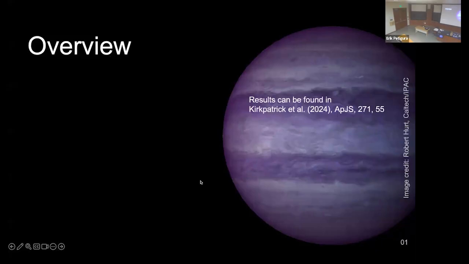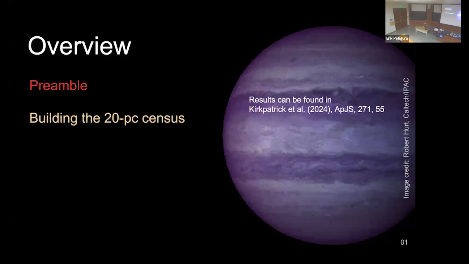Okay, so here's an overview of the talk. And I'm doing things in a Roy G. Biv fashion here, so you can figure out where we are in the talk as we go along. First thing is I've got in red the preamble. So we're going to talk a little bit about what the IMF is and why it is important, why we want to study it. In yellow-orange here is building the 20 parsec census that we're going to use to build the 20 parsec IMF itself.